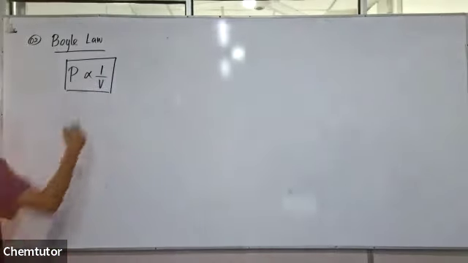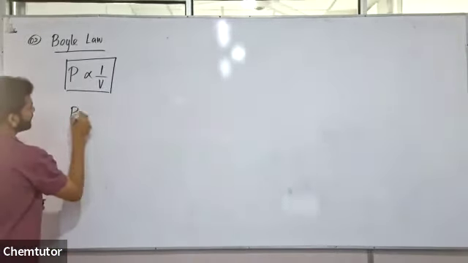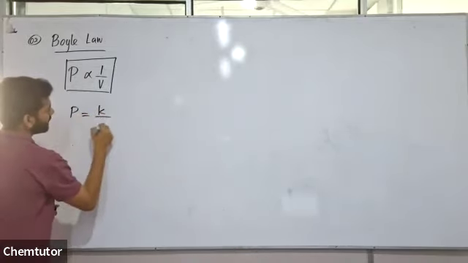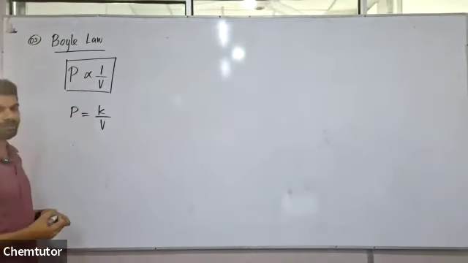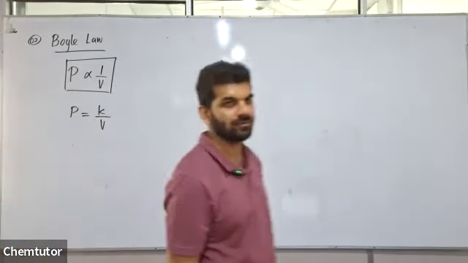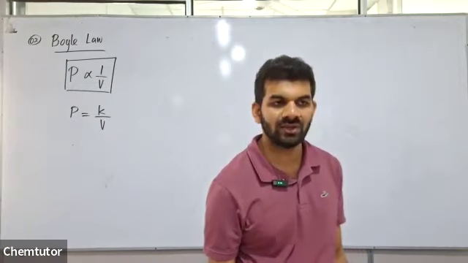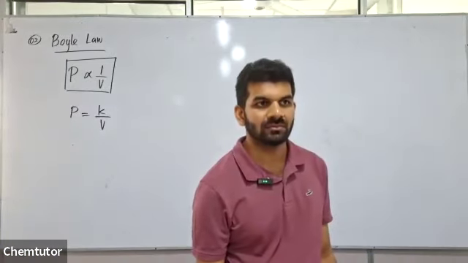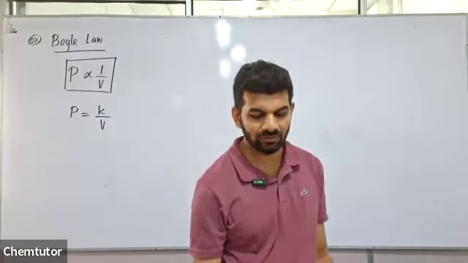Right. So we can add the constant over there. So pressure equals constant divided by volume. Is it clear? So that is Boyle's law. So we wrote the definition, right? Okay, then we can note down.